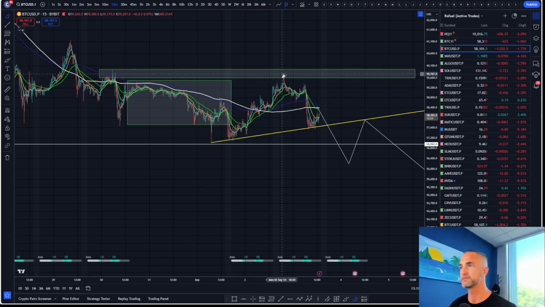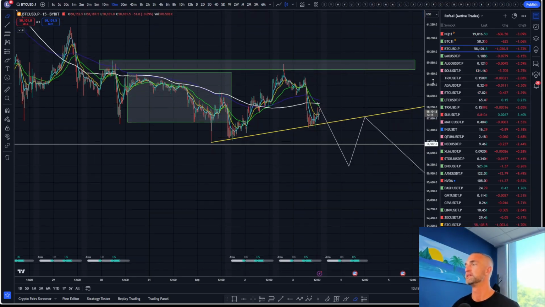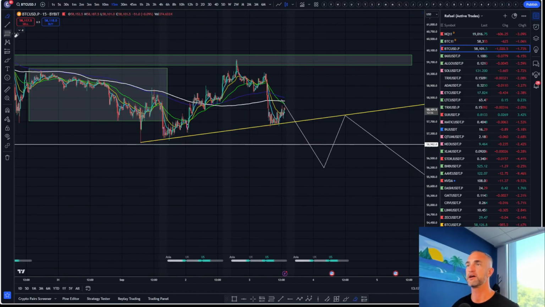Needless to say, spiked into that liquidity, shot it back down to this trend line, and what is this trend line coming in on in a very difficult area?